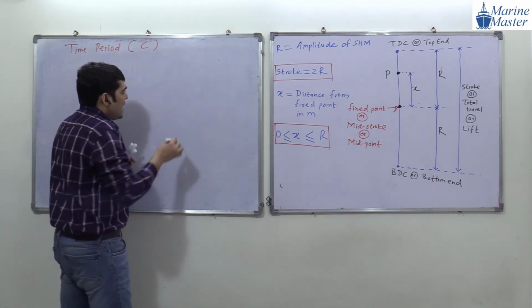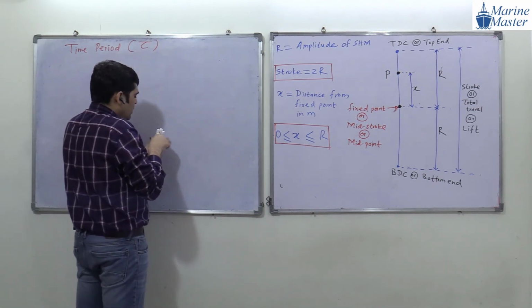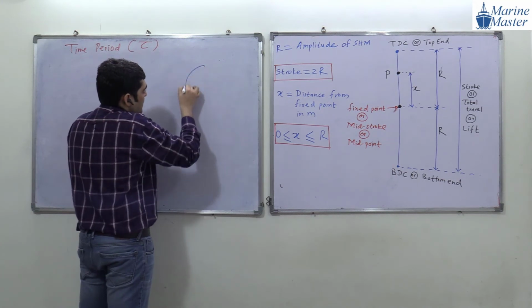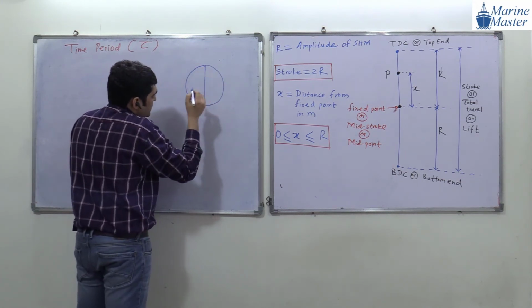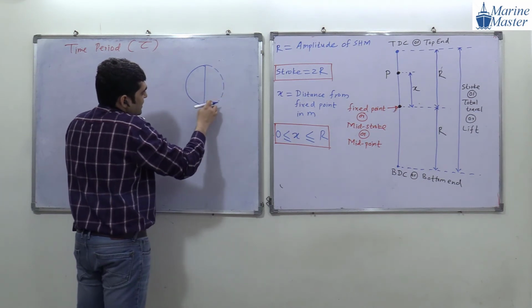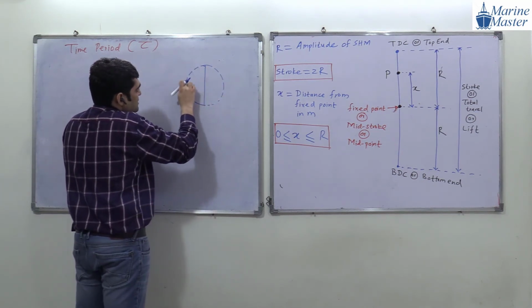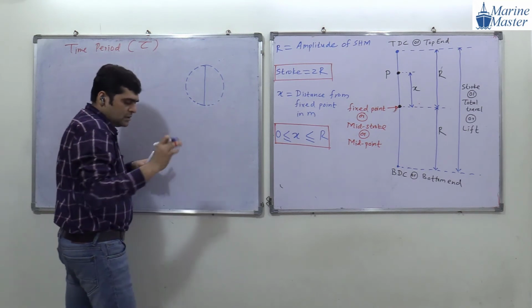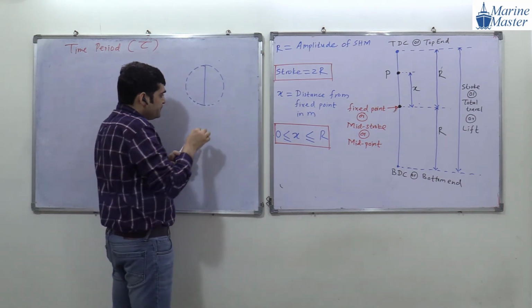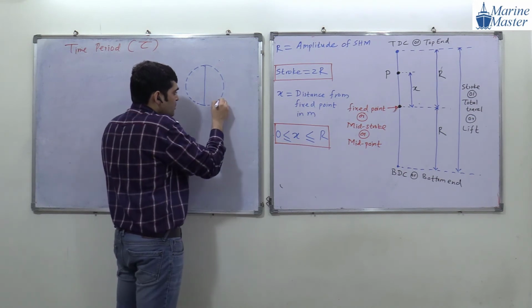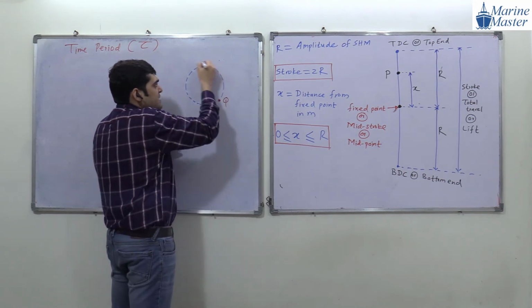Who is following simple harmonic motion here? We studied one reference circle there. This is our reference circle. If you remember, a few minutes before, guys, we studied the reference circle. Now this point Q is moving on the circle.